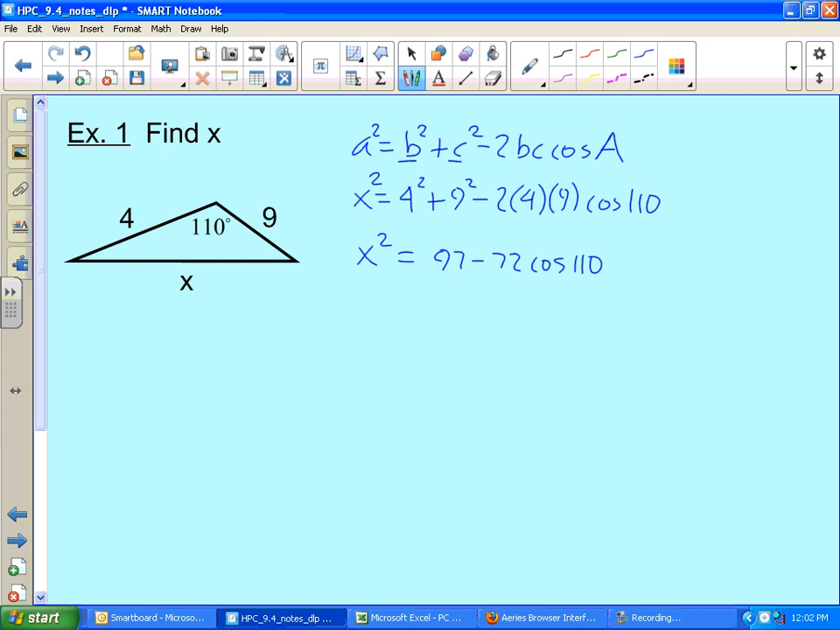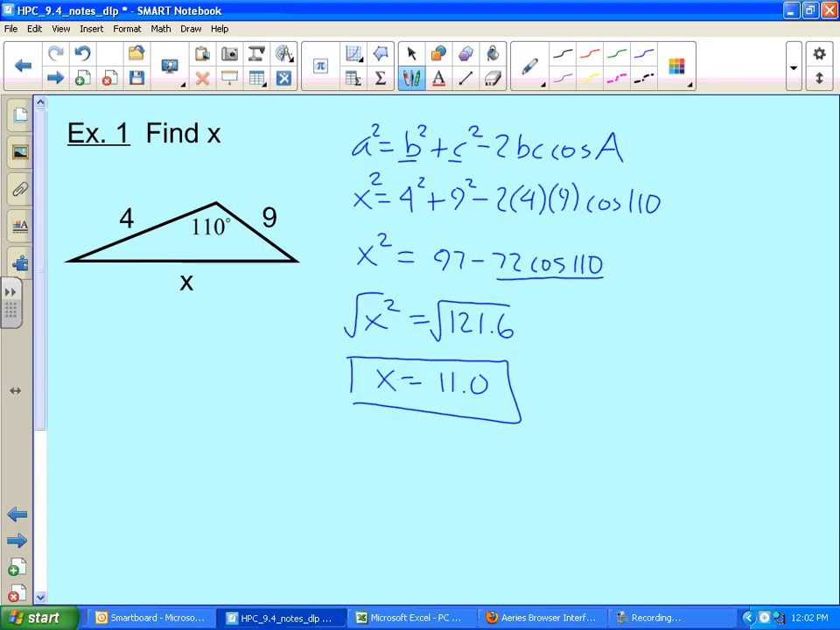What am I going to get there? Then be careful, right? Those stick together. So think of my order of operations. I don't do 97 minus 72 and then get that answer times the cosine of 110. I have to do 72 times the cosine of 110 and subtract that from 97. So what am I getting on just the 97 minus 72 cosine? 121.6. Okay, and then that's x squared, so I'll make sure I square root that. 11.0. All right, and we don't have any units here.